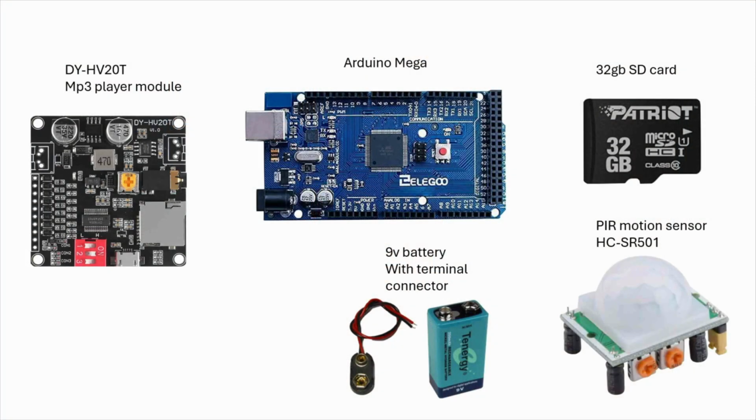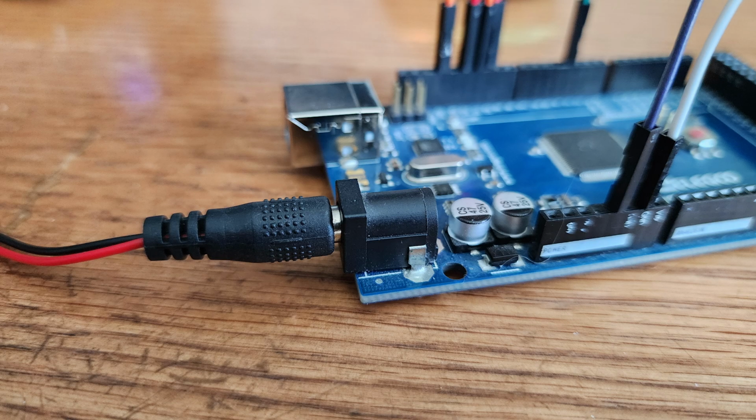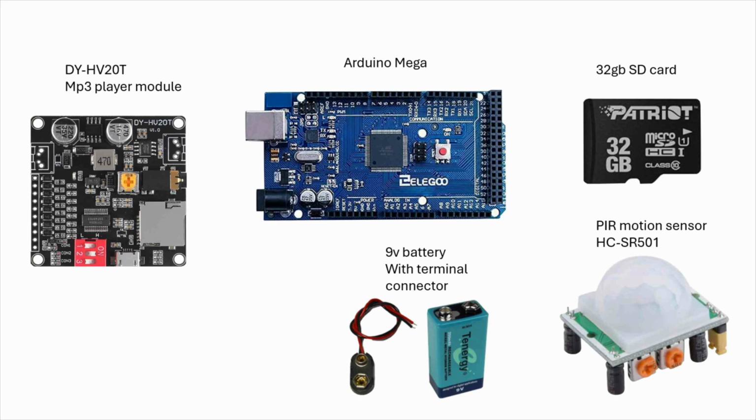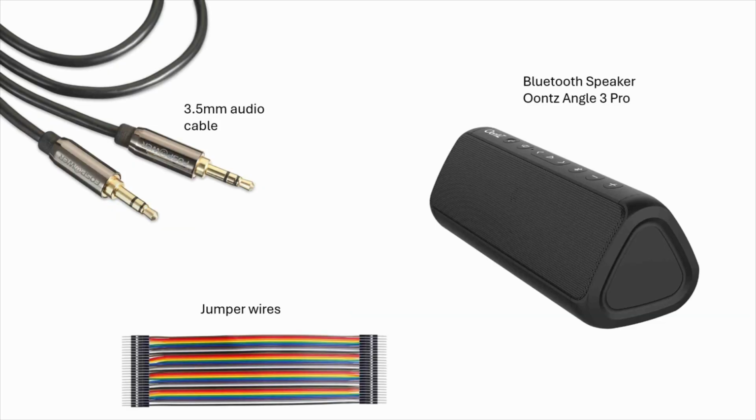Today I'll be using the DY-HV20T MP3 player module, an Arduino Mega, an SD card, a motion sensor, and two 9-volt batteries, one with a barrel jack connector for the Arduino, and the other with bare wire that I can plug into the power terminal of the MP3 player board. I'll also be using a Bluetooth speaker with a 3.5mm audio cable and some jumper wire to connect everything.